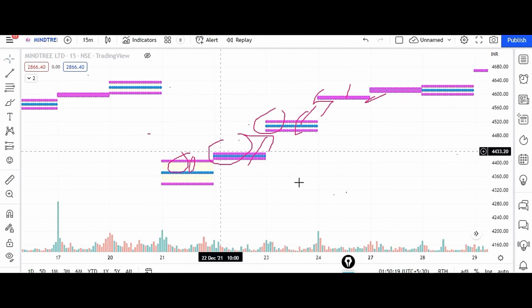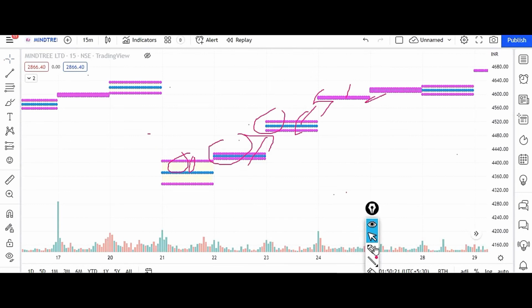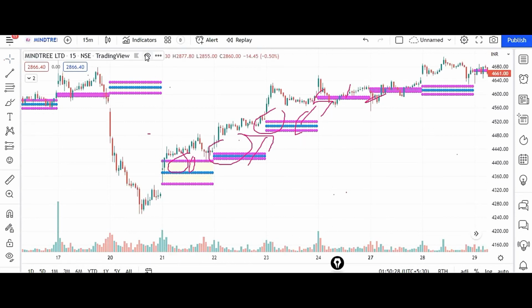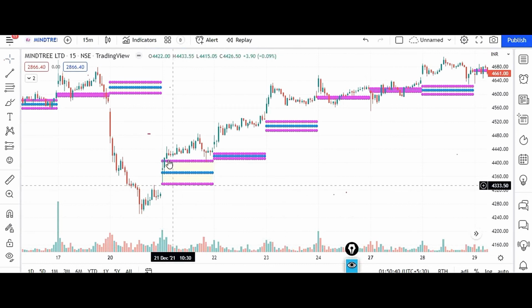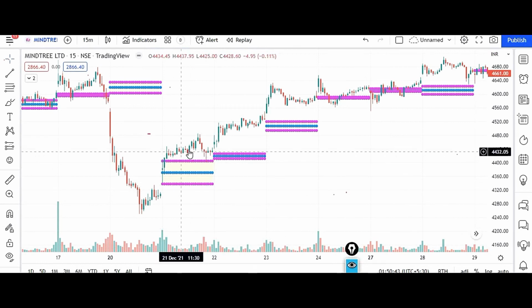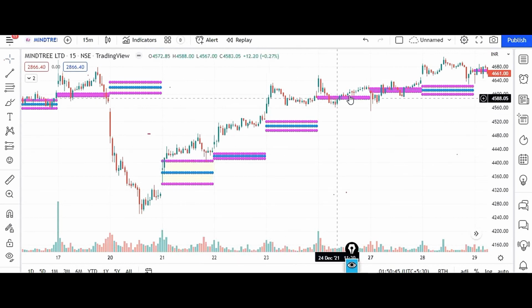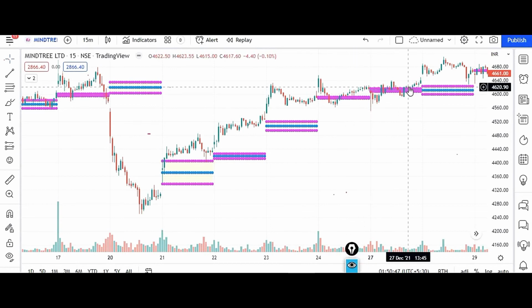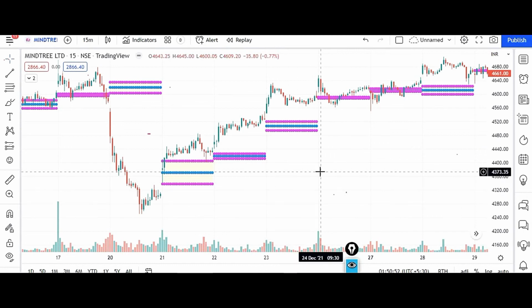Let's switch on the price and check whether it is in an uptrend, downtrend or sideways. As it is forming ascending CPRs, switch on the price. Here you can see the prices kept on going up. Where can you take entries? Whenever price is touching the CPR, you can take an entry. Here you can take an entry, here, here on the CPR, like that. You can find entries like that.